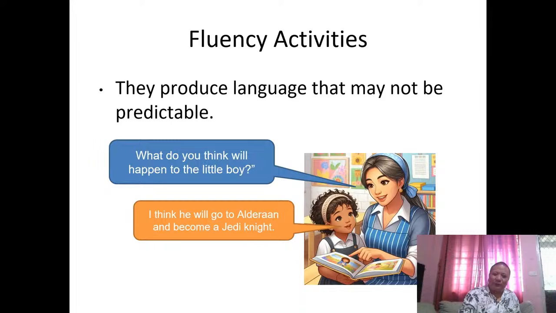Fluency activities also produce language that may not be predictable. So, for example, the mother and her daughter read a book. "What do you think will happen to the little boy?" the mother said. And then, out of the blue, the child said, "I think he will go to Alderaan and become a Jedi Knight."